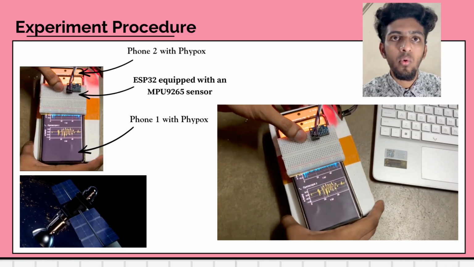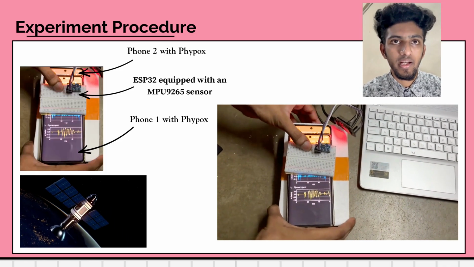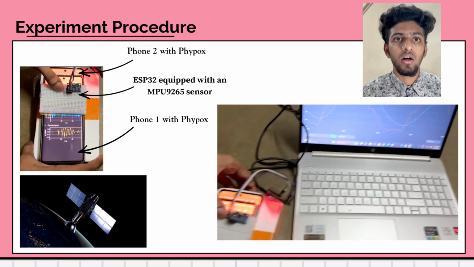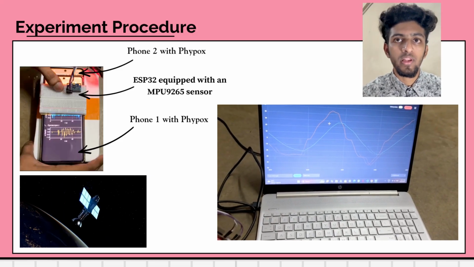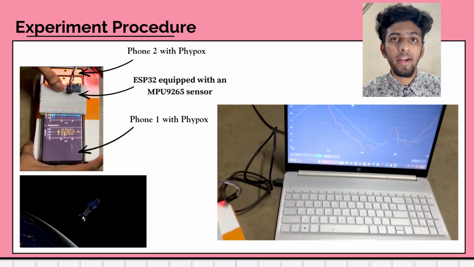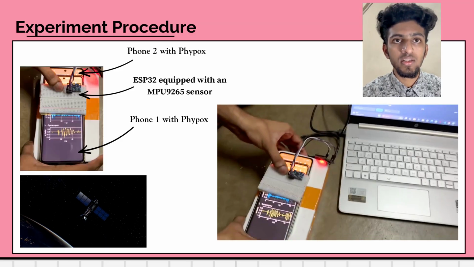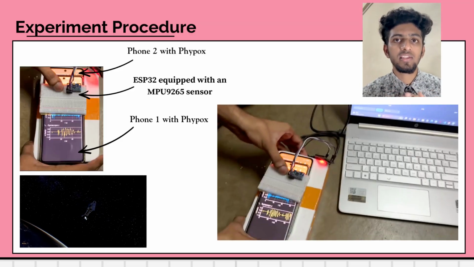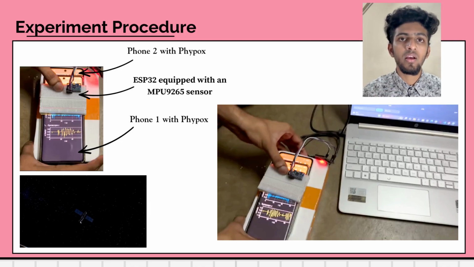So here you can see our experiment setup for our satellite attitude simulation. Here we use two smartphones with the Firefox applications and an ESP32 board equipped with an MPU gyroscope sensor. All these three devices we fixed in the same orientation to measure the same rotational motion to get accurate data. During this experiment, we rotate the setup like a small satellite motion system while recording the gyroscope data from all the devices at the same time.